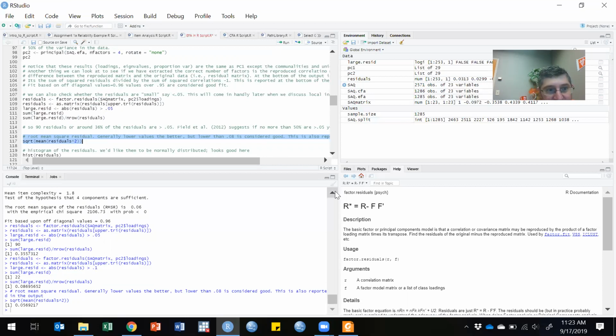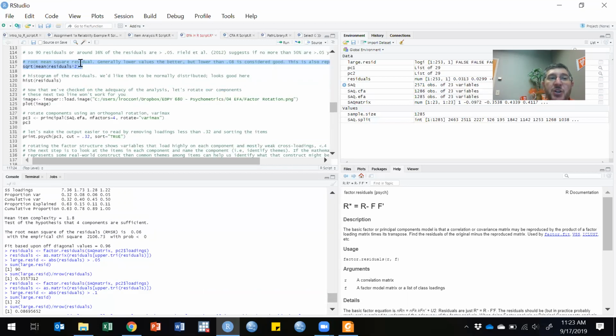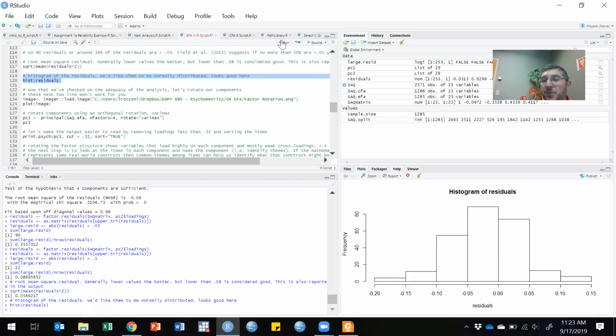I think, doesn't it report this? Yeah, it actually also reports it in the output for the principal component analysis, so you don't have to calculate it by hand, but we already had our residuals there. We can also get a histogram of the residuals. Typically we want our residuals to be normally distributed. The histogram looks pretty normally distributed. So now we think the principal components do a good job of explaining our data set.